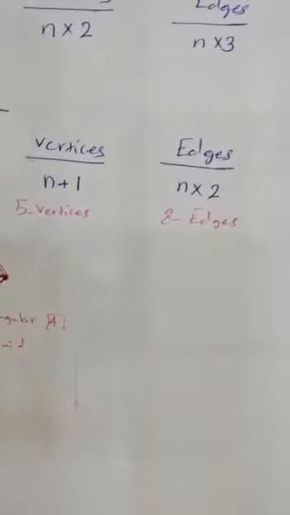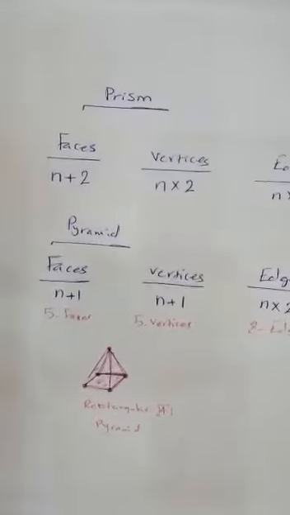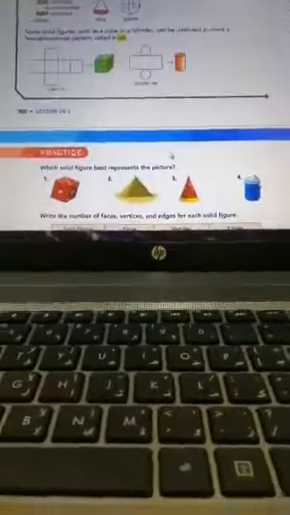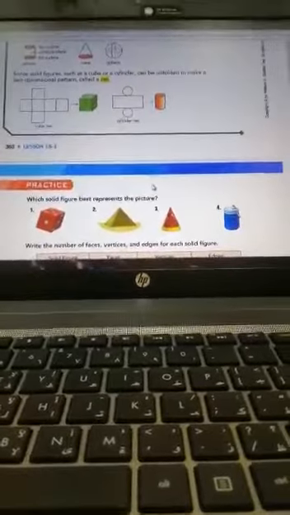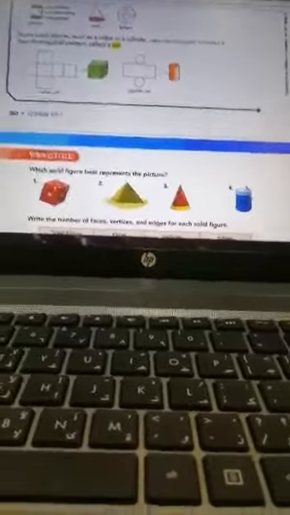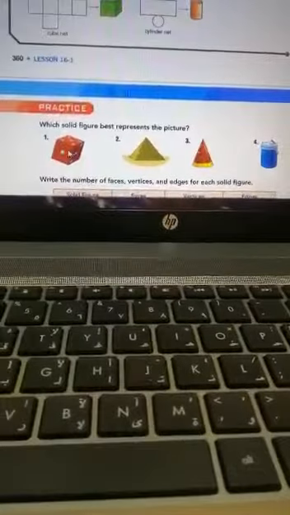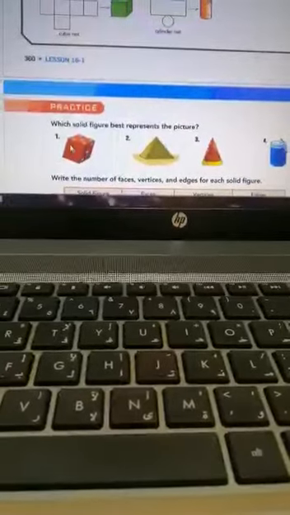Okay. Now let us go to solve some questions from your book. The first one, which solid figures best represent the picture? Number one, we can name it. Look guys, we look at the faces. All the faces are squares. We have 6 squares. Then we name it cube. Why? Because we have 6 squares.